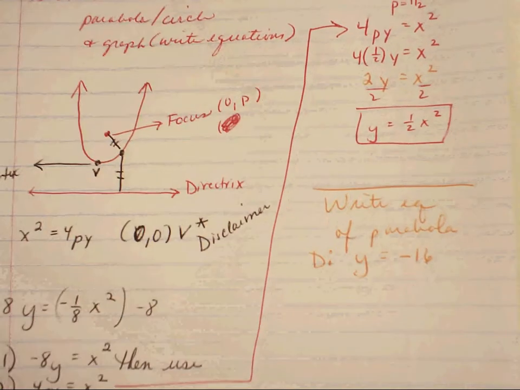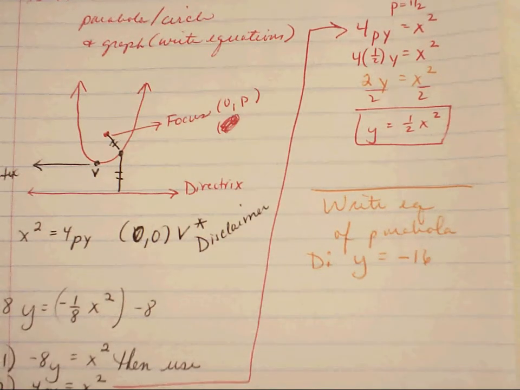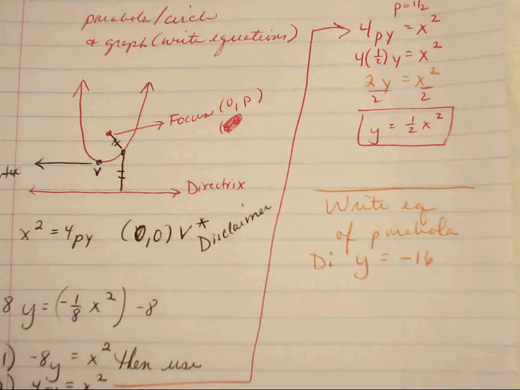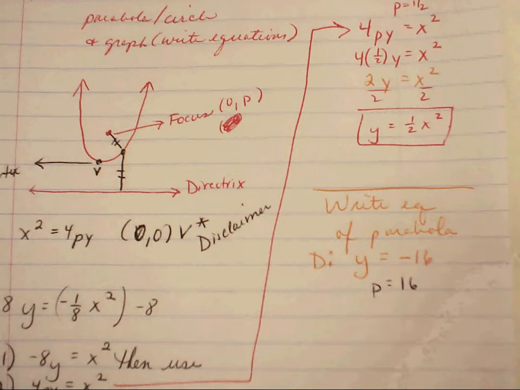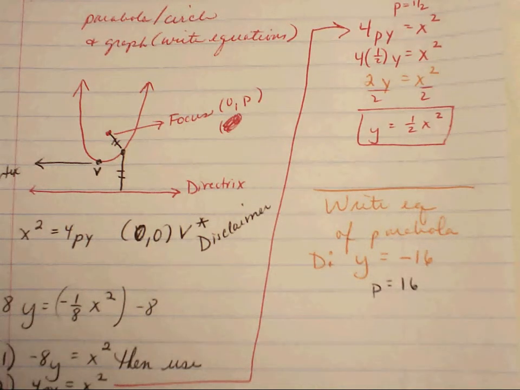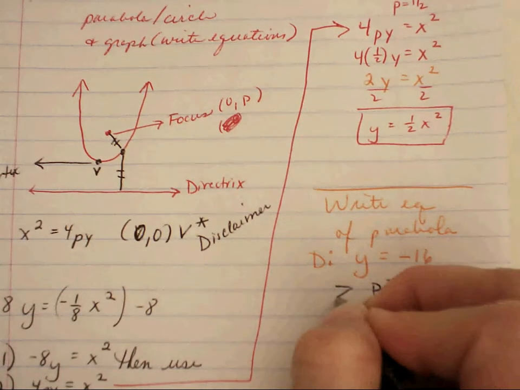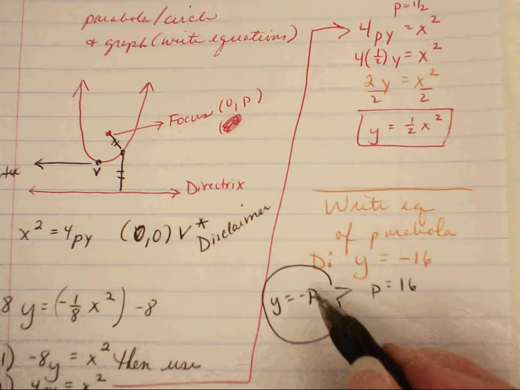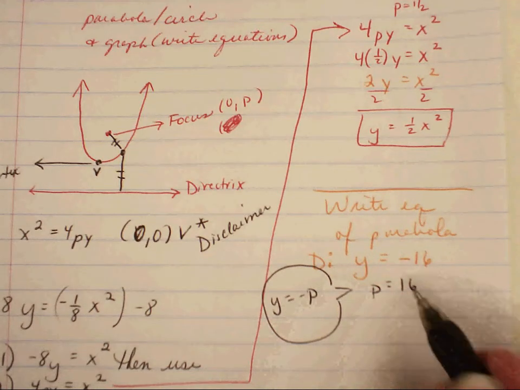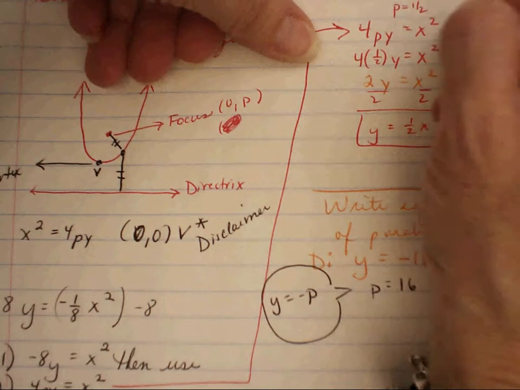Let's try to write an equation of a parabola if all I tell you is that the directrix formula is y equals negative 16. That's all I'm giving you. Write an equation of a parabola that has a directrix at y equals negative 16. What is the only thing you care about stealing from that equation? Do you know, Britta? What do we need out of that? P. What is P? Why did she say 16 instead of negative 16? Do you all know?